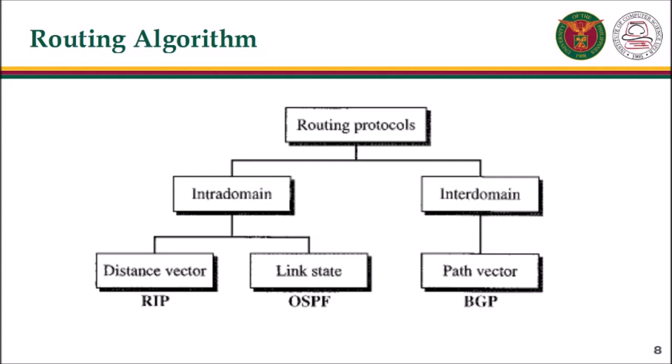Routing protocols can be categorized in many ways. One can be based on their domain of operation. There are two subcategories under this: intradomain, which is used inside autonomous systems, and interdomain, which is used between autonomous systems. Under the intradomain are the distance vector and link state routing protocols. RIP is a sample of protocol under distance vector, while OSPF is a sample protocol under the link state routing. Under interdomain is the path vector protocol, in which BGP is an example.